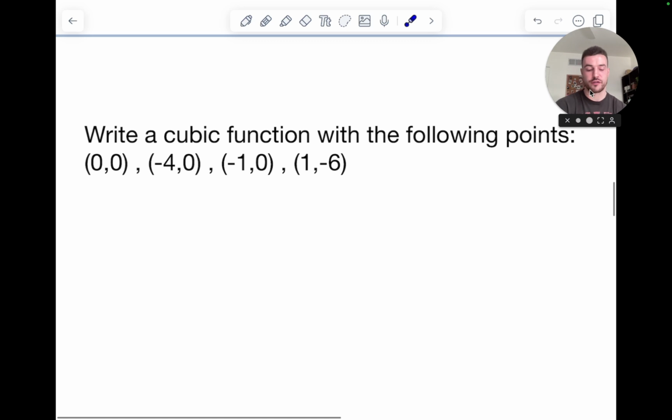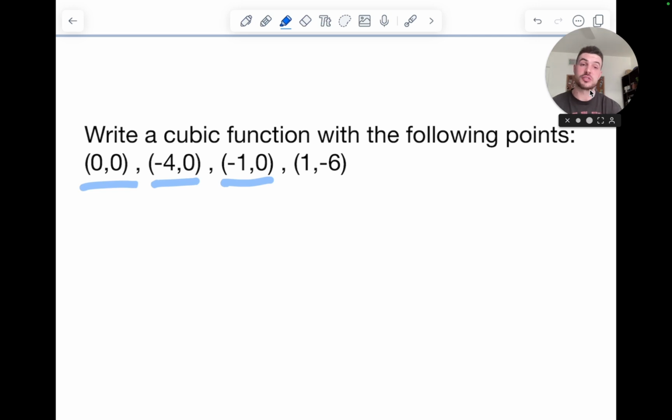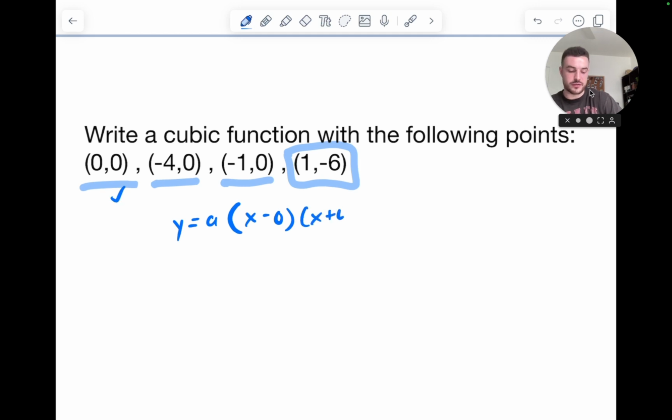So I've got: write a cubic function with the following points. I have (0, 0), (-4, 0), (-1, 0), and then (1, -6). Well, this is an x-intercept, and actually so is this one here. But it is also a y-intercept. But the key part for us is we've got 3 x-intercepts, and then an extra point. So start off the same way. y equals the a value times x minus 0 for that first one, x plus 4 for the second one, and then x plus 1 for the third.